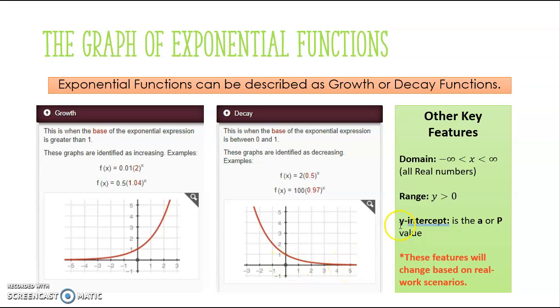And our y-intercept is usually 1. It's going to depend on the function, of course, but your y-intercept is the initial value. Yesterday, we talked about that being the P value in our equation that we took a look at for things like compound interest.